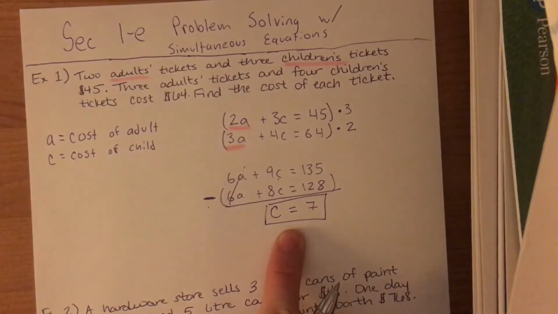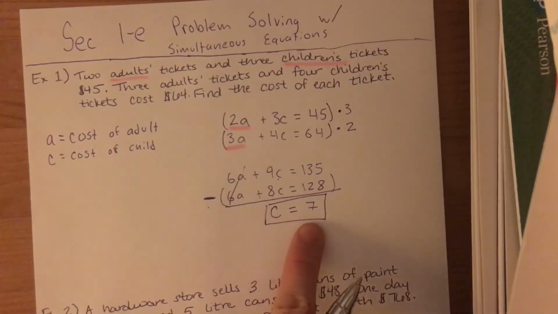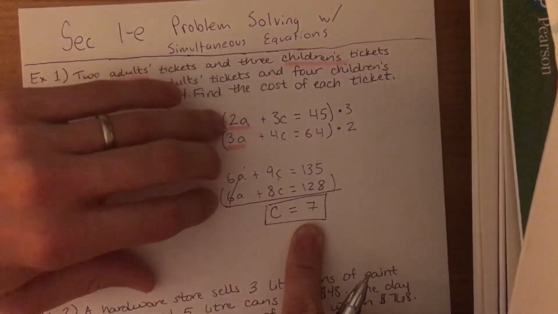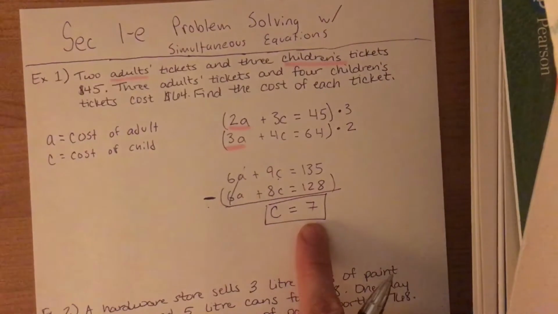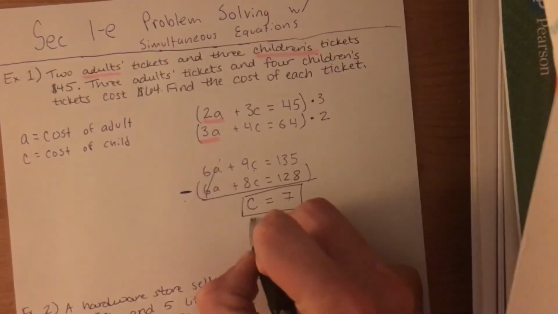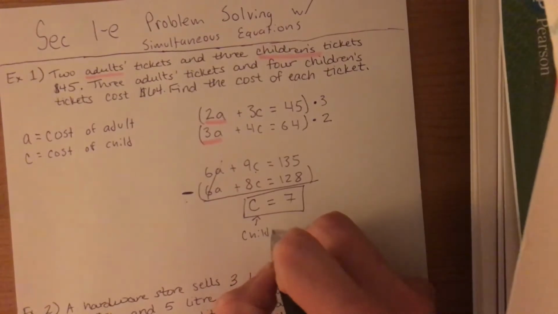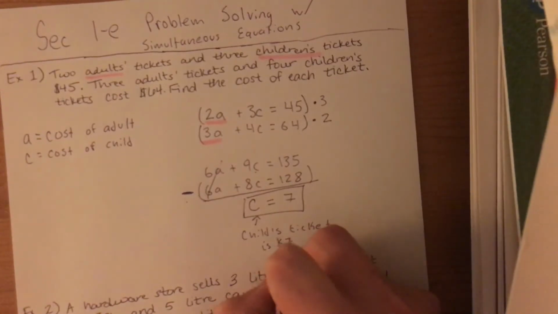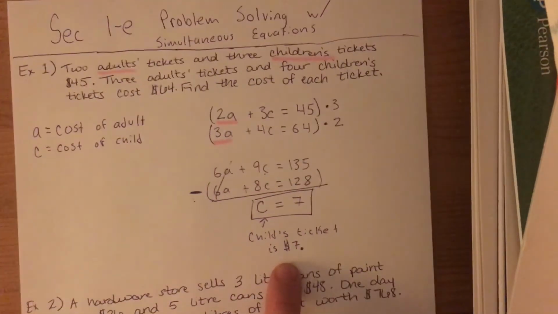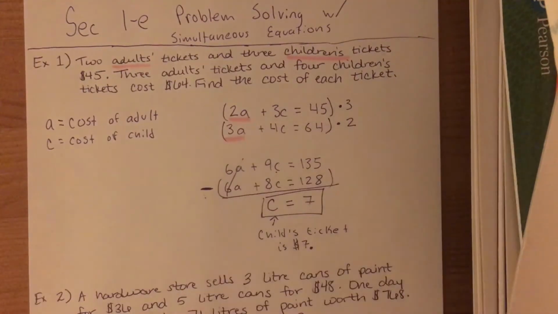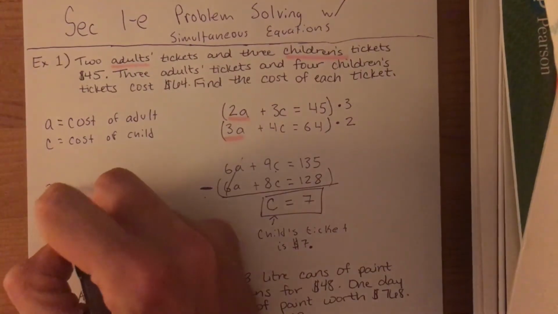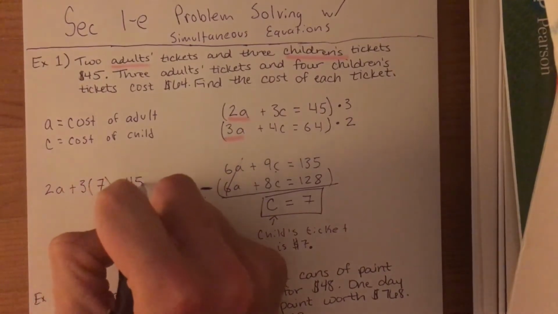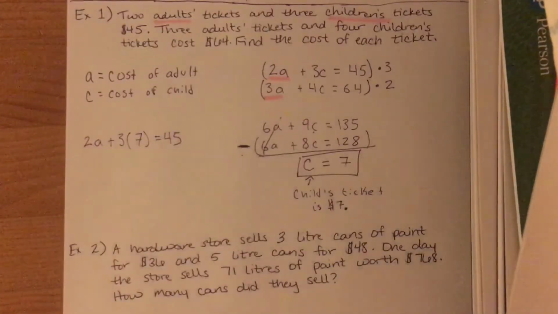So then what we've got to go and figure out now is, now that we know a child's ticket is 7, we can use any of these 4 equations. I'm going to opt to use one of the first 2 because it's smaller numbers. So before I do that, I'm just going to write child's ticket is $7. And then we'll substitute into the first one here. So it's 2 times A plus 3 times 7 equals 45.